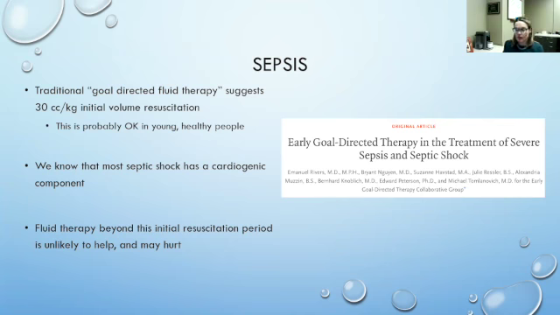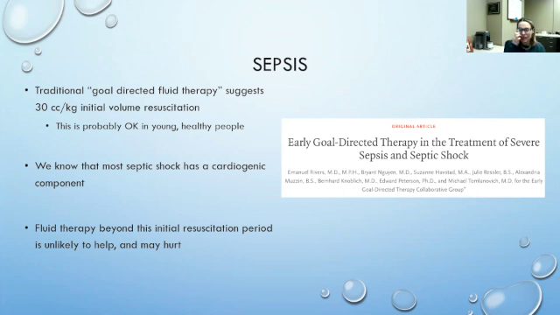So this guy, Manny Rivers, randomized a bunch of patients to get lots of fluid or basically no fluid. He called this goal-directed therapy, and it was an initial fluid resuscitation of 30 cc's per kilogram. So that's a lot of fluid, right? That's somewhere between 2 and 3 liters for most adults.